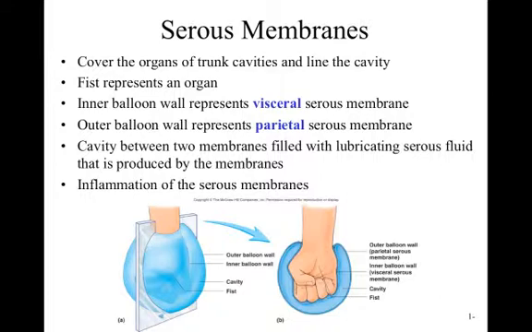The cavity between those 2 membranes for a balloon is filled with air, but for visceral and parietal membranes, it's filled with a lubricating serous fluid. That helps reduce friction so that those 2 membranes aren't rubbing against each other. It reduces the inflammation that would occur if there was that friction. And those serous membranes can be named based on what organ they're covering.